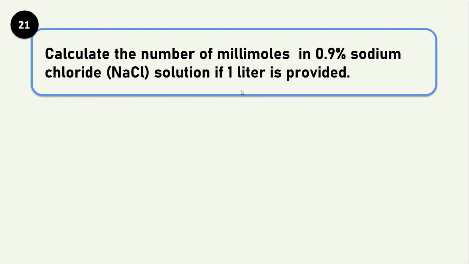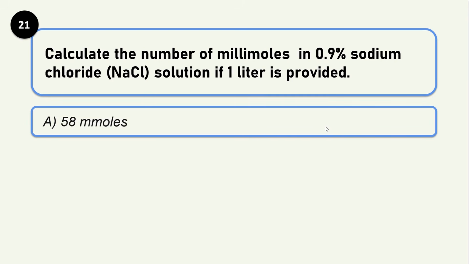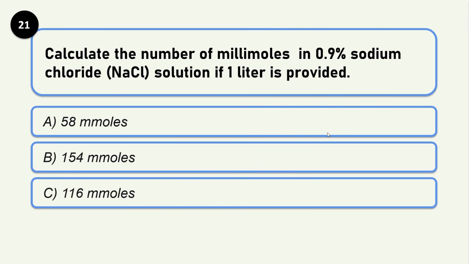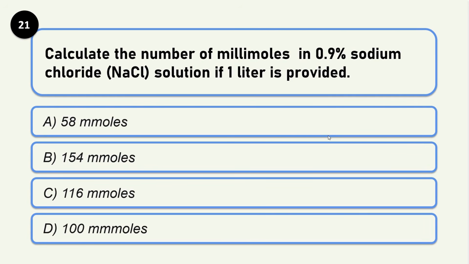Next, calculate the number of millimoles of 0.9% sodium chloride solution if 1 liter is provided. A. 58 millimoles, B. 154 millimoles, C. 116 millimoles, and D. 100 millimoles. The correct answer is 154 millimoles.